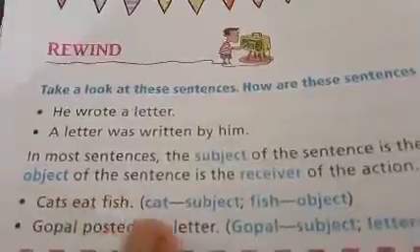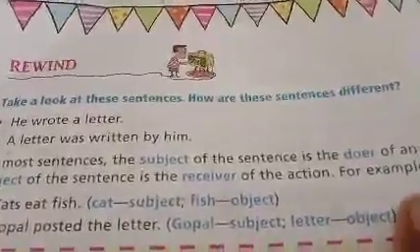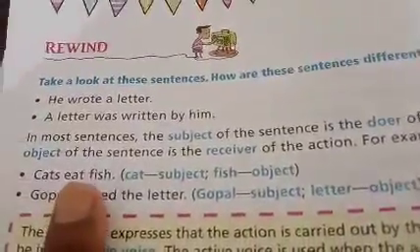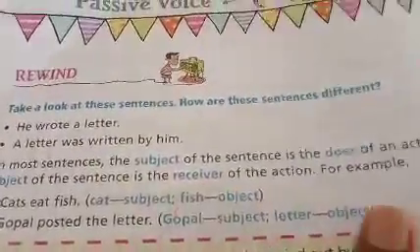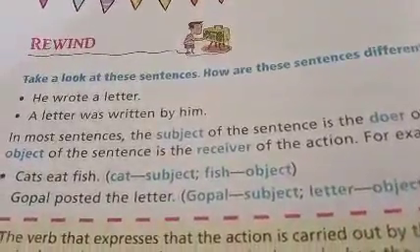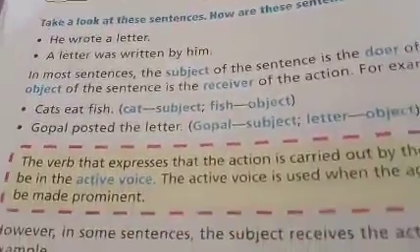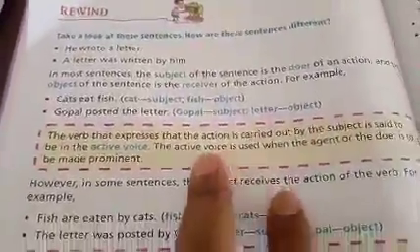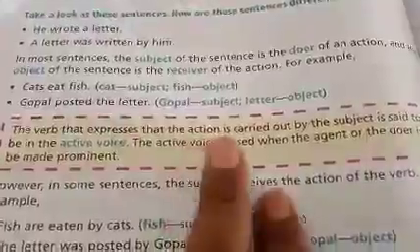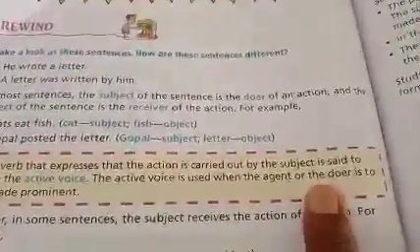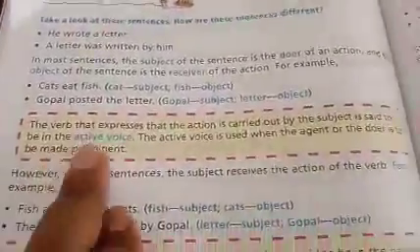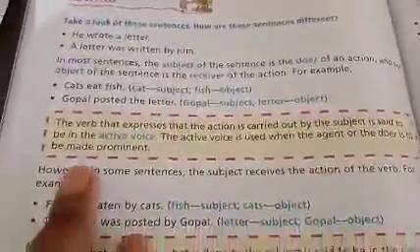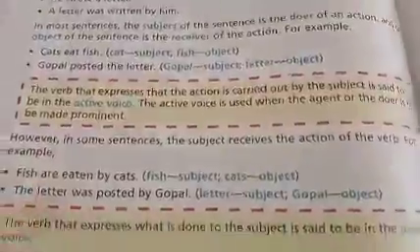Student, you see, in most sentences the subject of the sentence is the doer of an action, and the object of the sentence is the receiver of the action. The verb that expresses that the action is carried out by the subject is said to be in the active voice. The active voice is used when the agent or doer is to be made prominent.